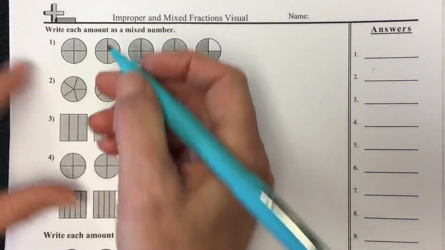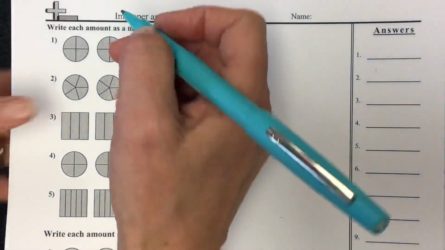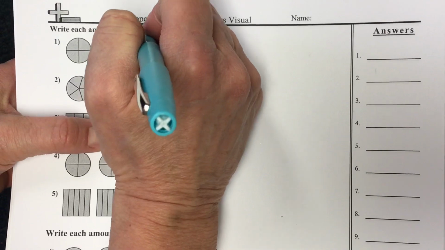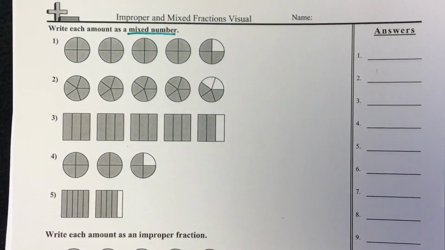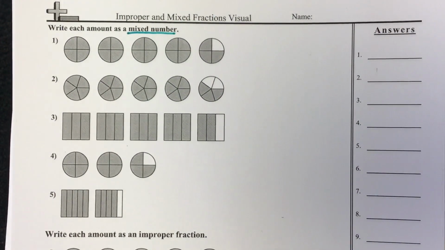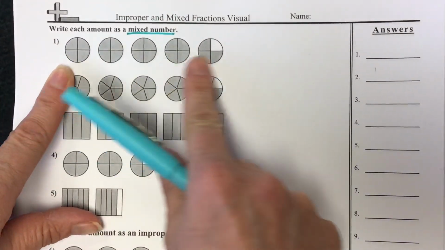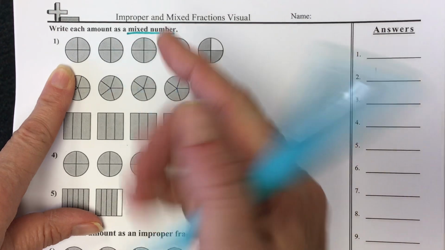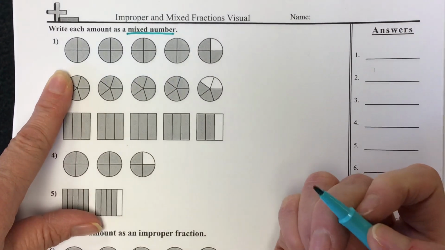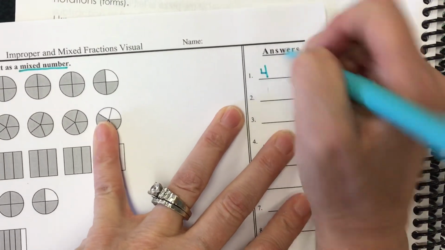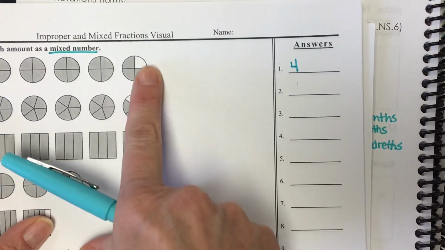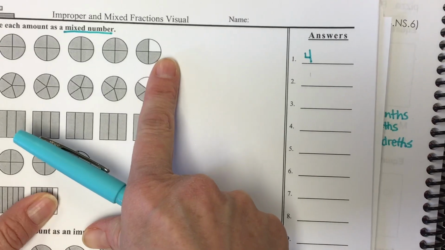So first of all, it's important that we read the directions, and this says to write each amount as a mixed number. That means we need a whole number and a fraction. Okay? So, this circle is divided into fourths. How many full circles are there? Liam? 4. That's your whole number. And then how many circles are colored in here? Gage.